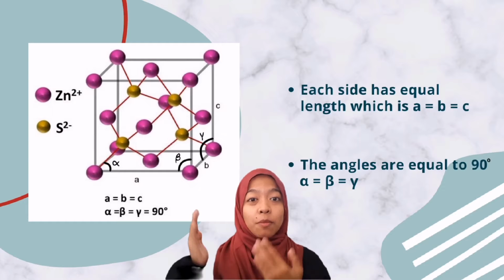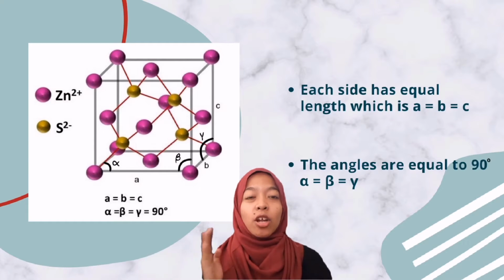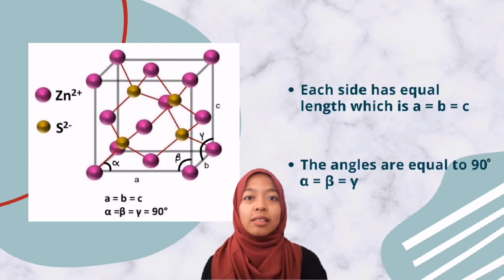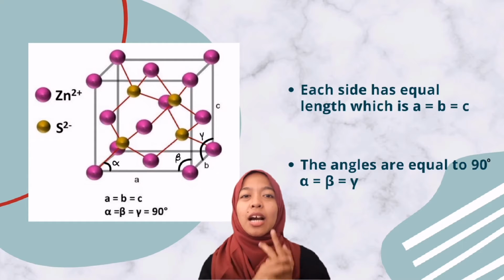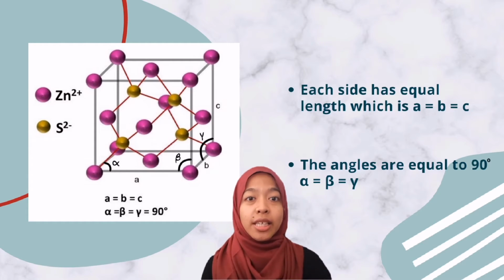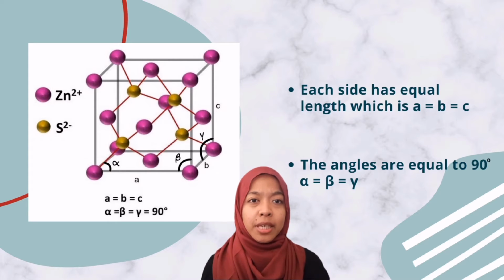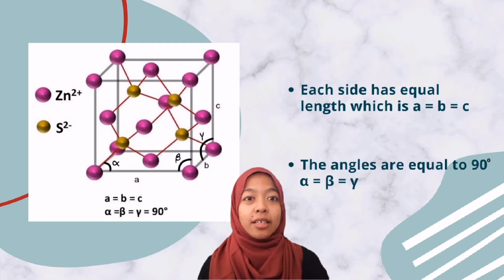So, if you can see from the figure here, each side of zinc blende structure has equal length, which is a equal to b and equal to c. In addition, the angles alpha, beta and gamma are equal to 90 degrees. Alpha is the angle between the line a and b. Beta is the angle between a and c, while gamma is the angle between b and c.